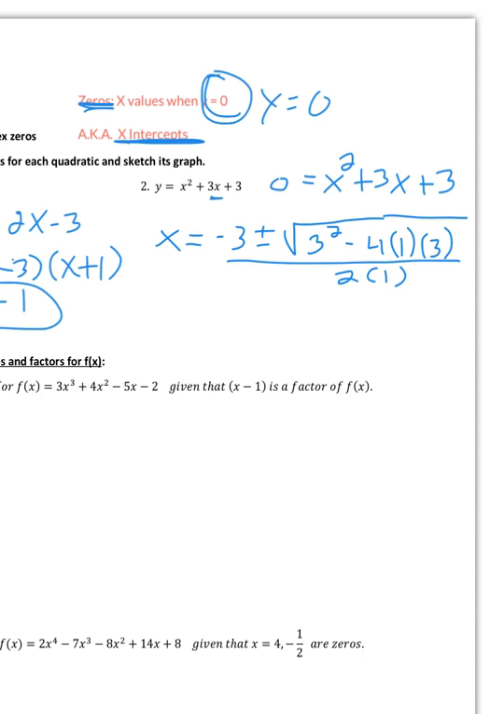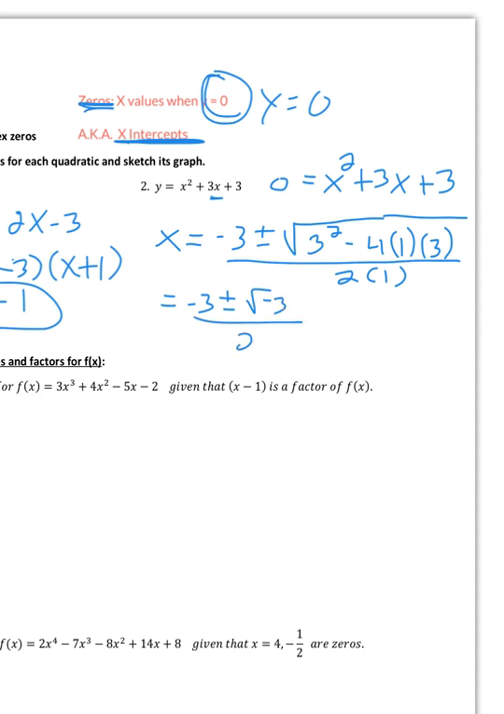Now the big thing is you want to evaluate this. You want to evaluate the discriminant first, and if you look, you're going to get a negative value. So we're going to get complex zeros. So this is going to give us 9 minus 12? So we're going to get square root of negative 3. So if I just show that, we're going to have negative 3 plus or minus square root of negative 3 over 2.